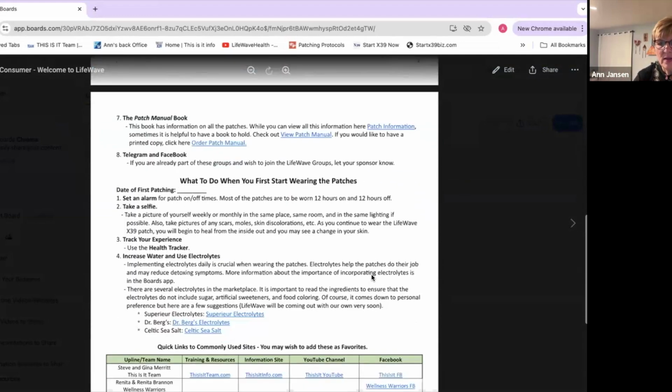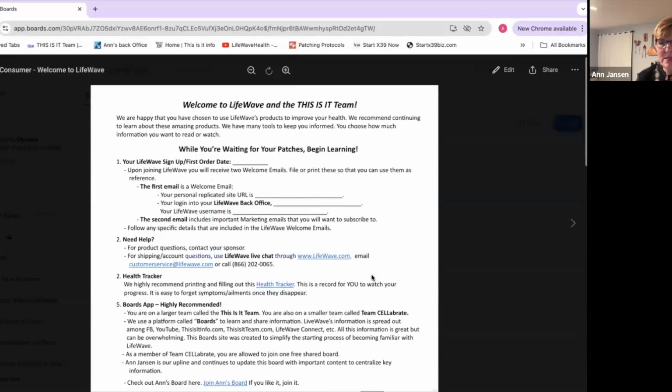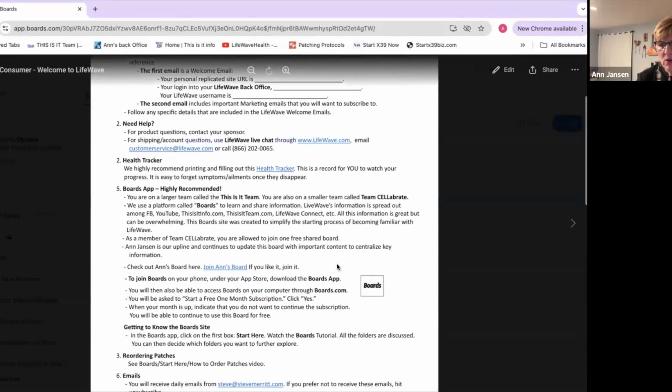And this one has 2 pages. And I took out anything that had to do with business building. Not everybody's going to want to go to boards. They can use their own personal website, but encourage boards. But there are definitely some people who are not going to want that. In that case, I would recommend they get Dr. Jen's patch manual or buy one for them as a nice gift. They can be looking through that book.